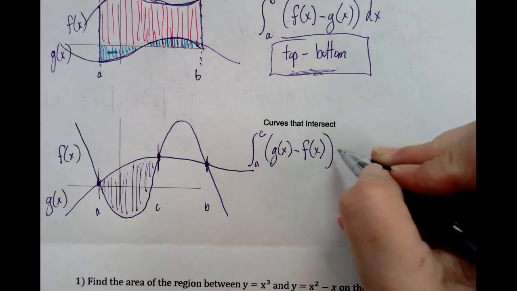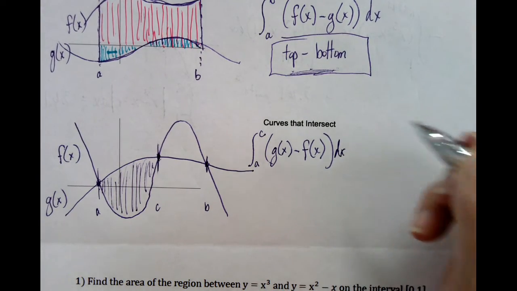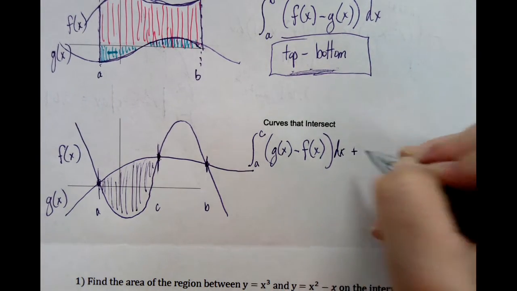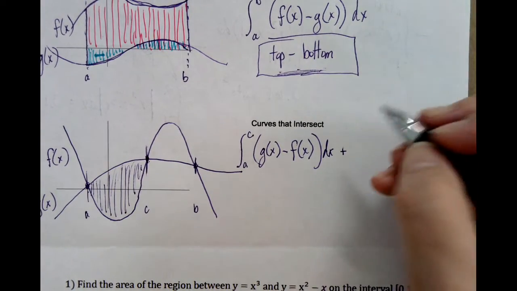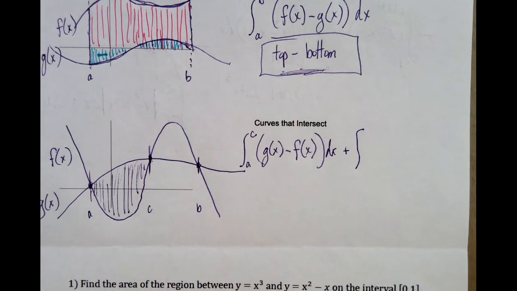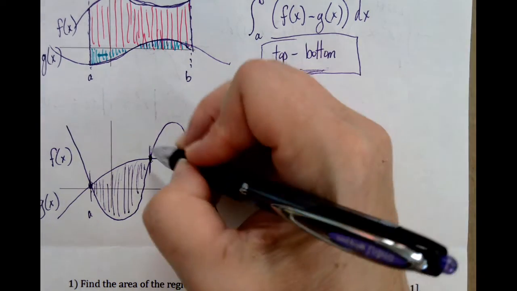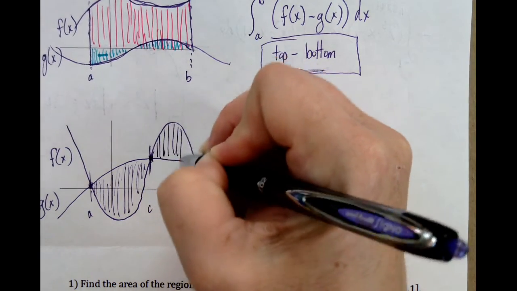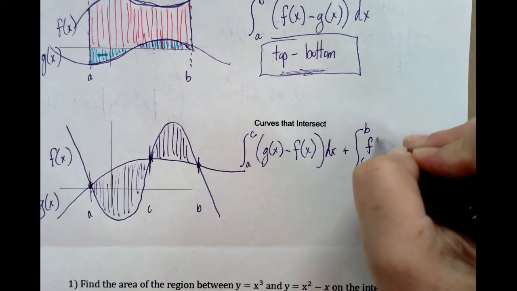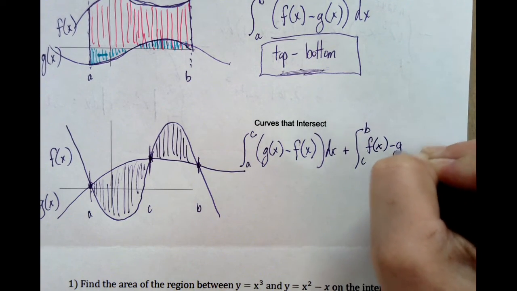So I have to do that and then add it to the integral of c to b of f of x minus g of x.